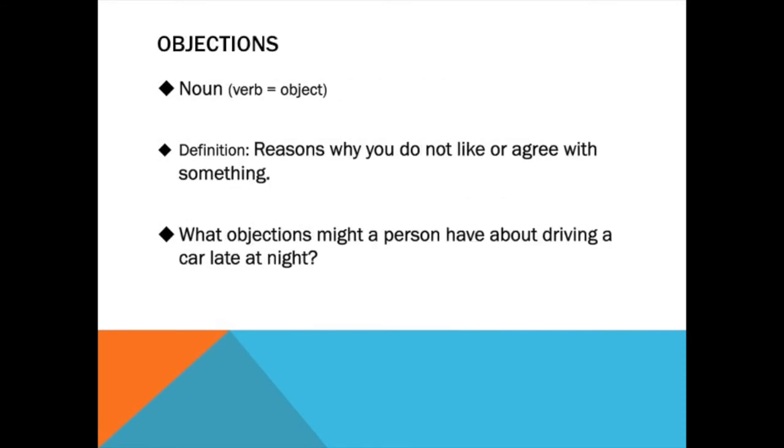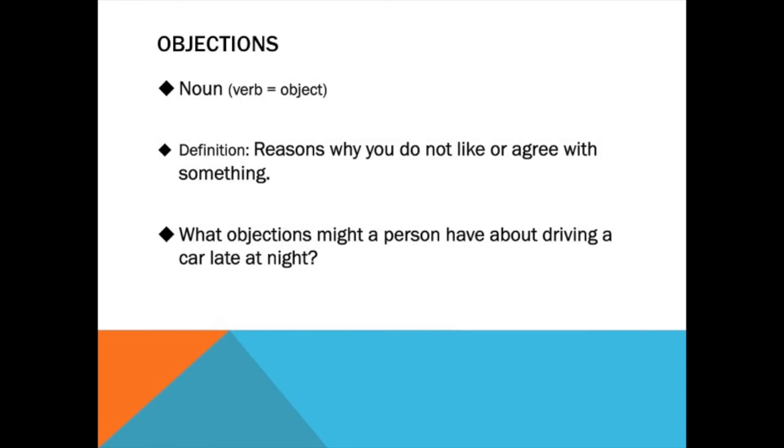Number 7 on our list this week is the word objections. We can tell that objections is a noun because it has a common noun suffix at the end, ION. If we wanted to use the word objections as a verb, we would pronounce it object. Note that this is a different word than object, even though they're spelled the same way. The stress is on a different syllable. Objections means the reasons why you do not like or agree with something.